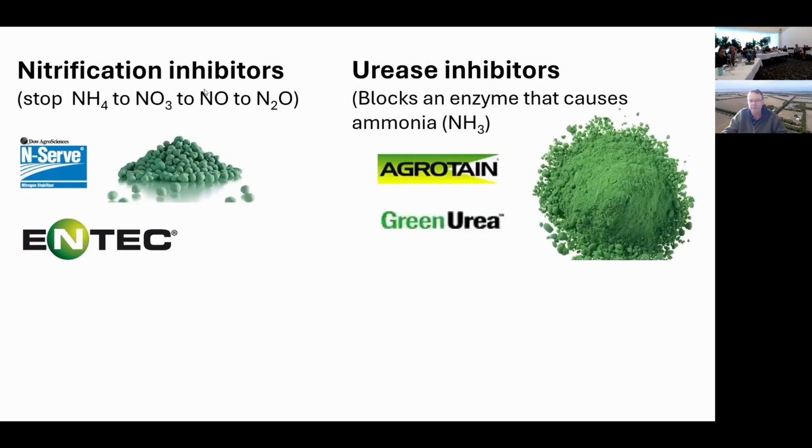Then the urease inhibitors work a different way. They end up blocking an enzyme that causes ammonia. So Agrotain, Green Urea, there's many more on the market as well under different trade names you may know about. They work in different processes, but they're trying to do the same thing, which is to reduce the losses of nitrogen in different forms, whether that's to the atmosphere or leaching and so on.